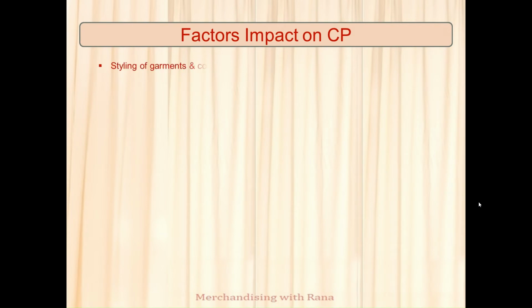Factors impacting CP. Styling of garments and complication. You need to identify if there is any complicated operation in your garments, because for that the production lead time will be higher. Fabric and trims manufacturing complication. You need to see in your style if there is any special trim or fabric whose manufacturing process is complicated or lead time is higher.